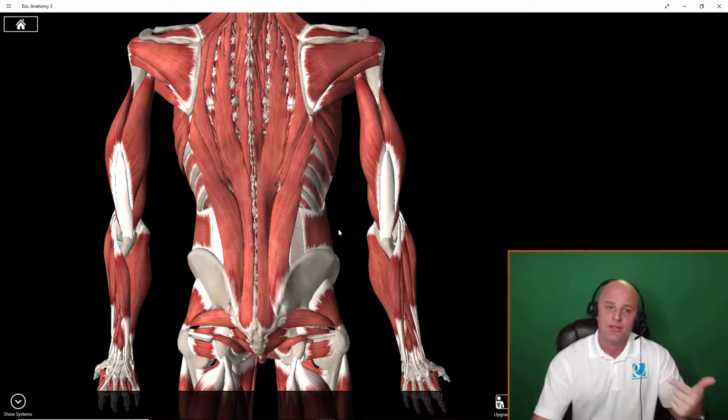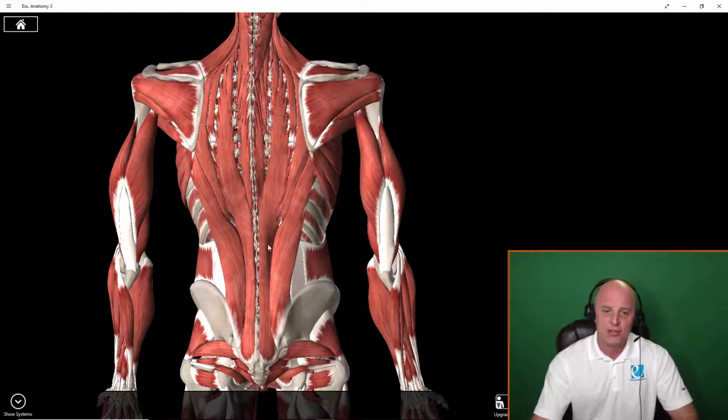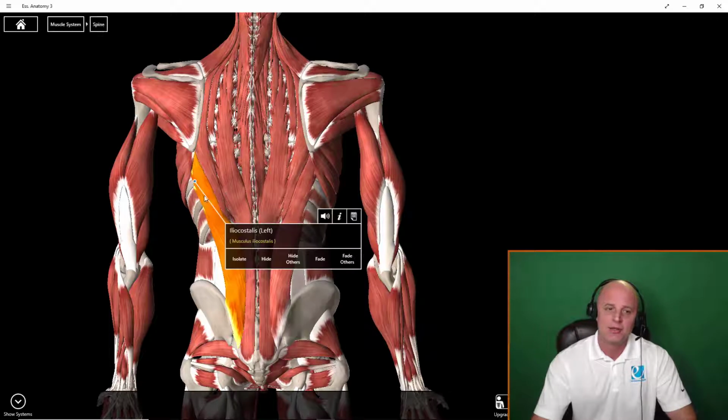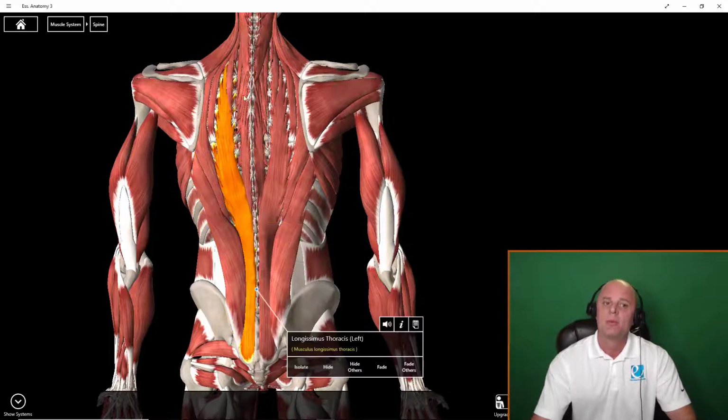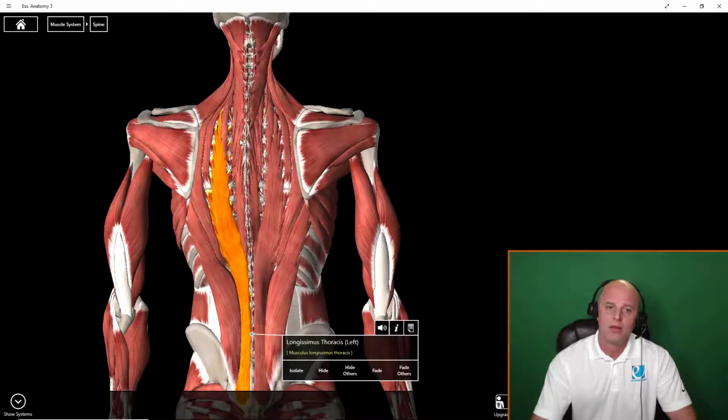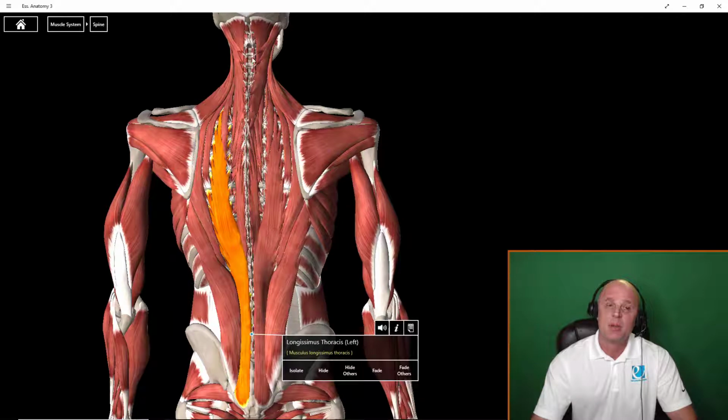Nonetheless, those musculature regions are going to come up the thoracic region. The iliocostalis is going to go underneath the scapula. The longissimus is going to come up in between the iliocostalis and the spinalis, and the spinalis is going to come up to the base of the skull, or the occipital region.